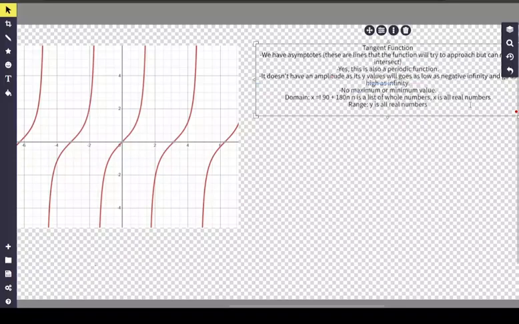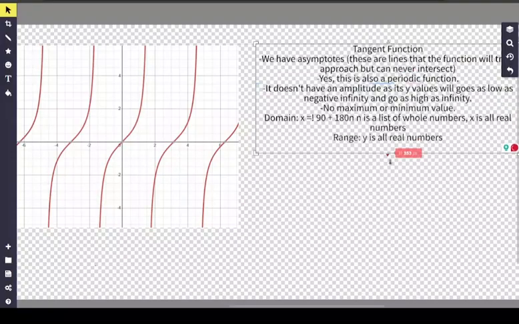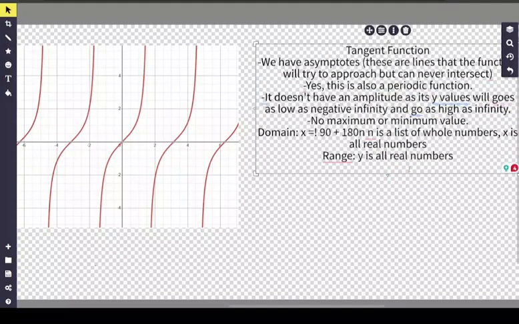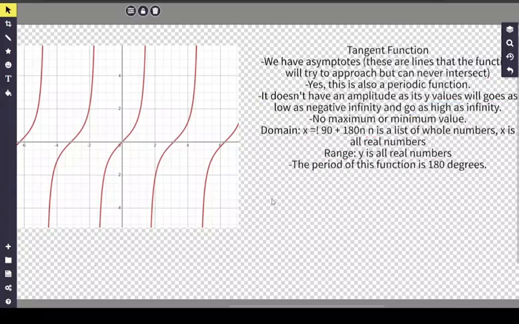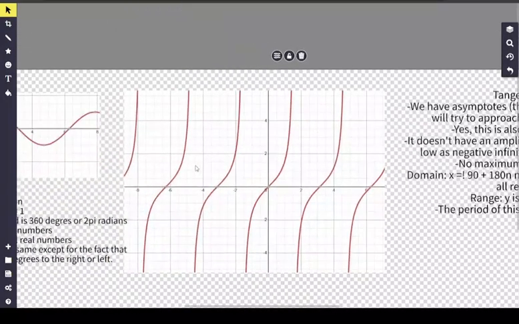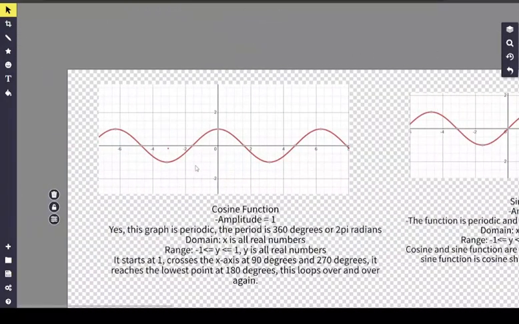Now, finally, the interesting part is its period. The period, instead of 360 degrees, well, notice this is negative 90 and this is positive 90. The period of this function is 180 degrees. So out of all the others, tangent is the only special one that has a shortened period, has an infinite amplitude, and has a special domain and a special range. And with that, we have introduced our functions.